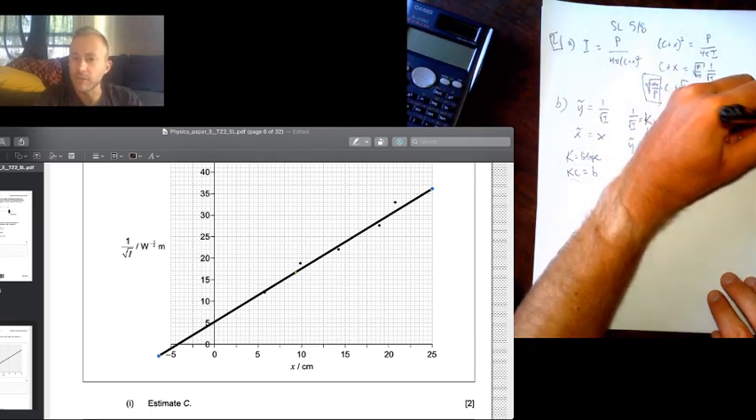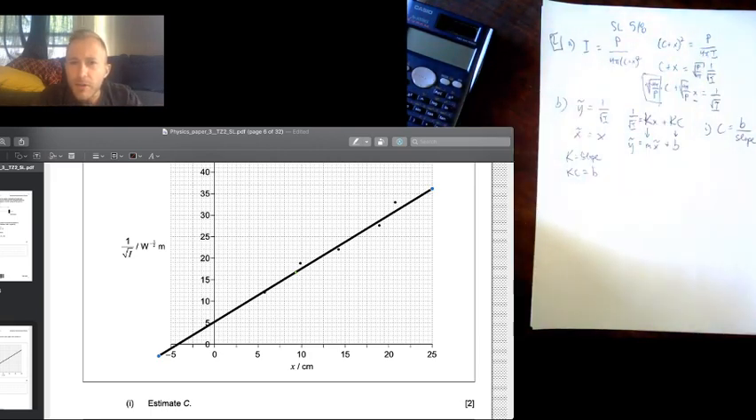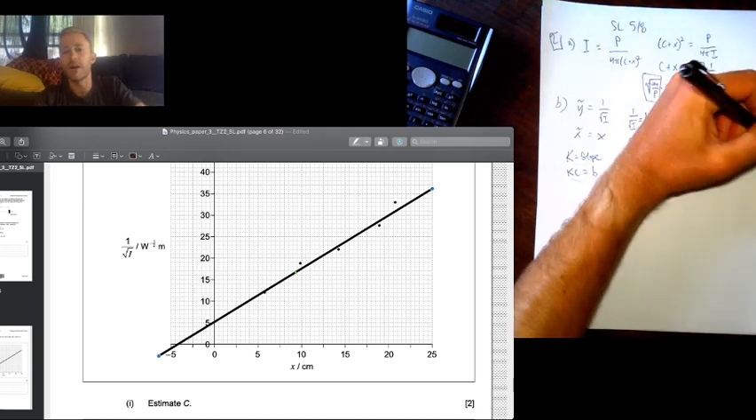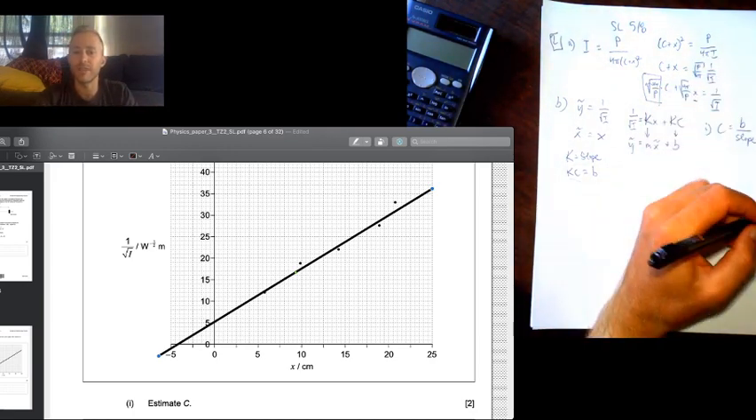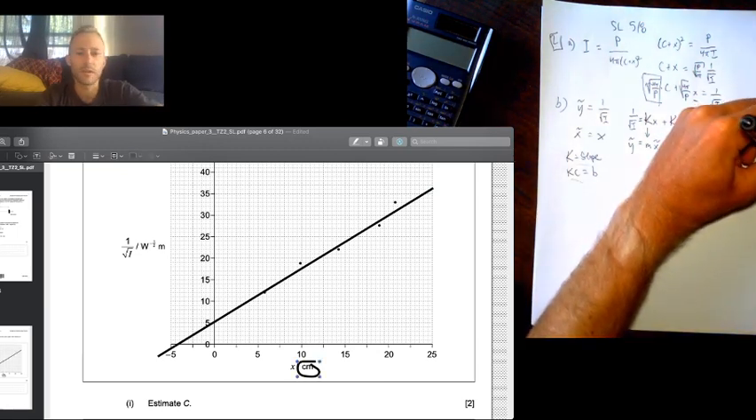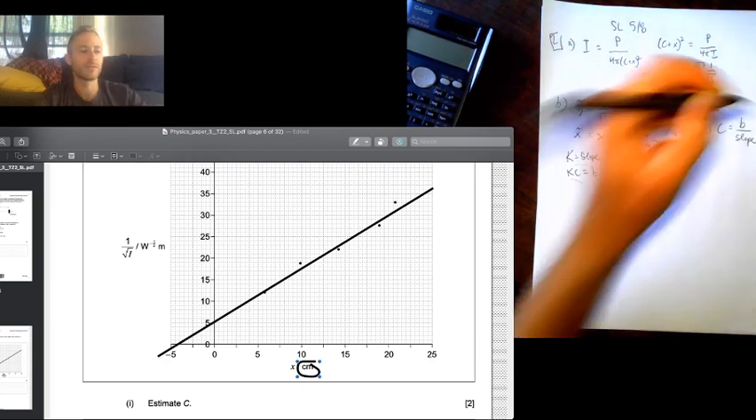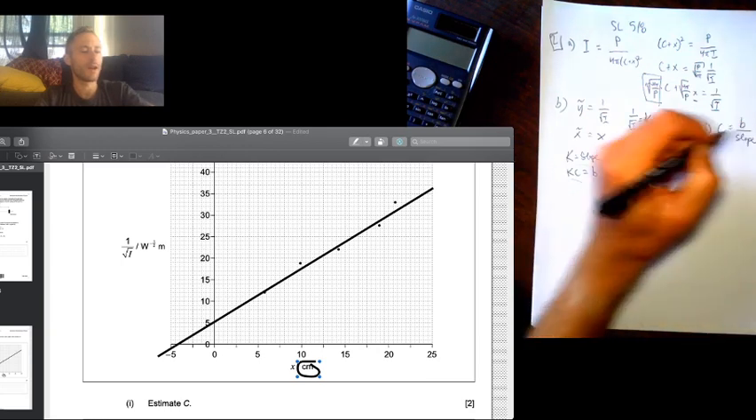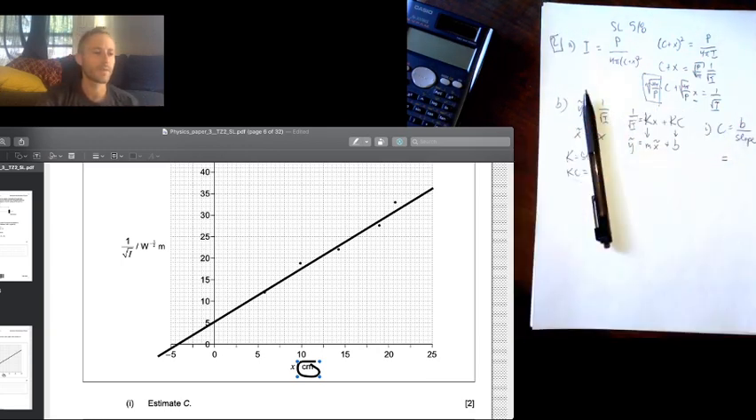And then the slope, it looks like it goes from 5 to 35. So the rise is 30, and the run is 25. Important here, it's 25 centimeters. Okay, so that means my run is 0.25 meters. Okay, so I can take that and I can get C.